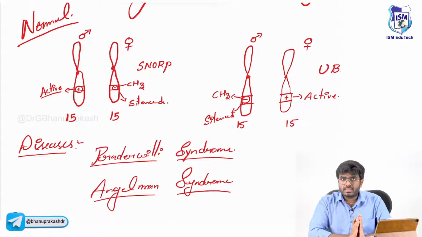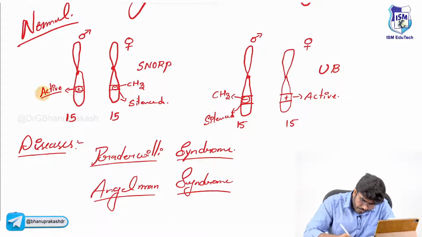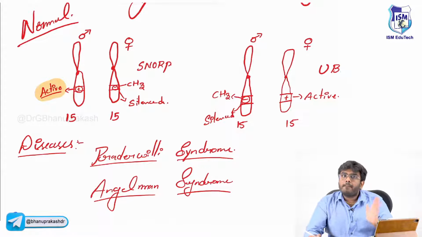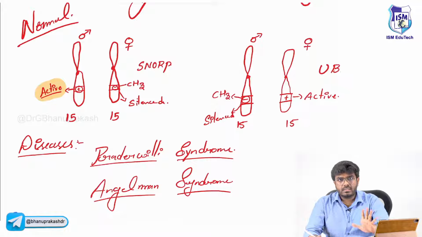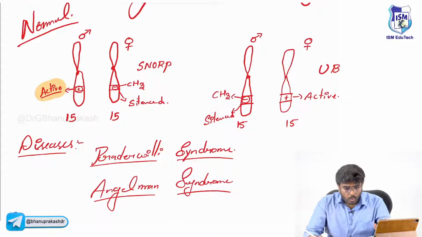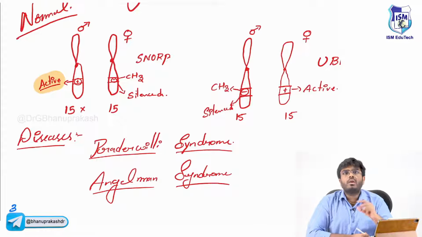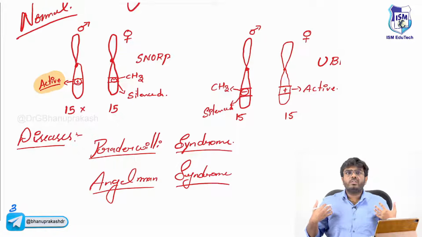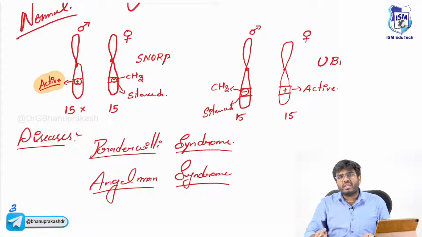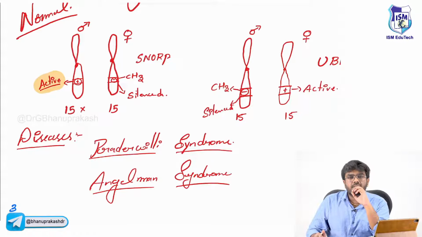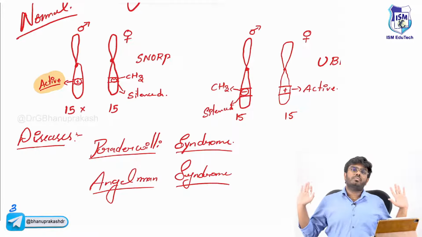Normally, the SNRP genes are active in the paternal chromosome, but the SNRP genes are totally silenced in the maternal chromosome. Now, what happens if there is a deletion of this paternal chromosome? Paternal chromosome is gone, deletion. So now I am left with only maternal chromosome number 15. On maternal chromosome number 15, the SNRP genes are not active, they are silenced. So I completely lost the SNRP genes.